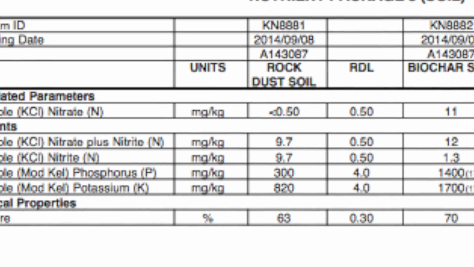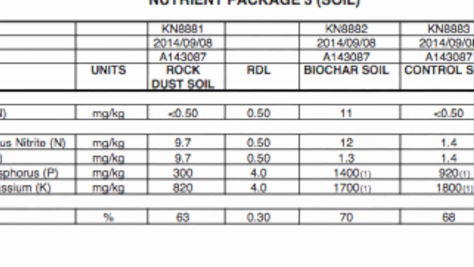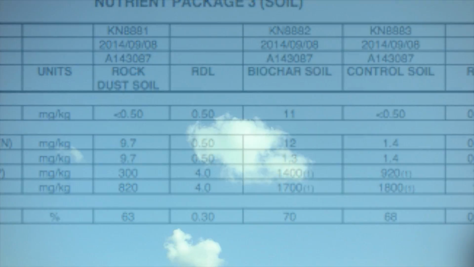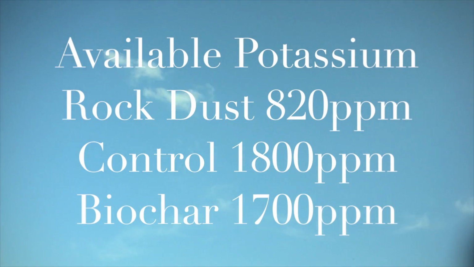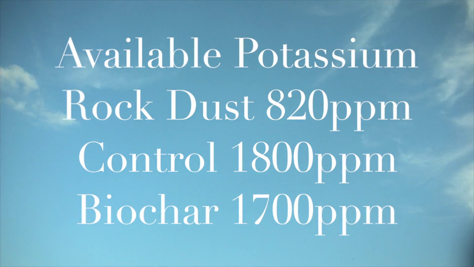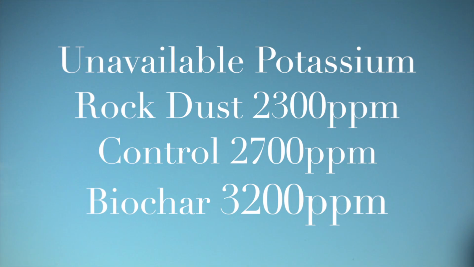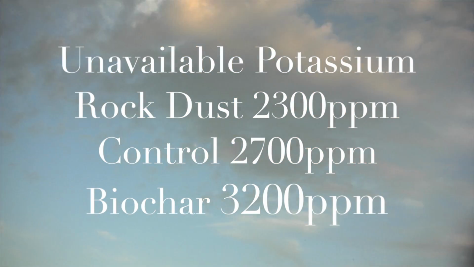The control came in at 1,800 parts per million, the biochar at 1,700 parts per million, while the rock dust had less than half of that at 820 parts per million. The total metals results have rock dust being the lowest at 2,300 parts per million, the control at 2,700 parts per million, and the biochar at 3,200 parts per million, which are not statistically significant differences.